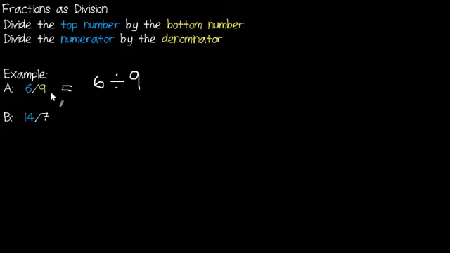But we wrote it out just so that we can show that the fraction here can be rewritten as a division problem. Similarly, for the second one, 14/7 is the same thing as 14 divided by 7. And of course, 14 divided by 7 is just equal to 2. So the fraction 14/7 is the same thing as 2. That's really all there is to it.